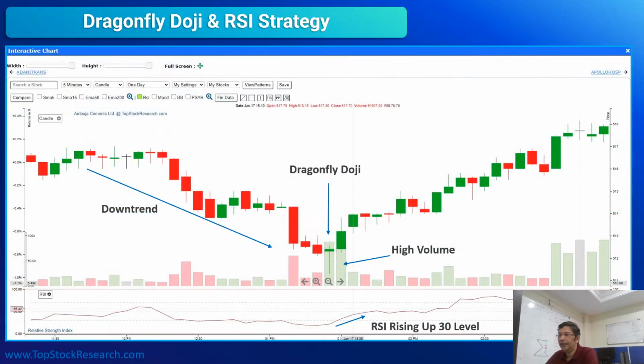Another example the team has got up. This itself is a good RSI strategy. If it is formed along with that in a downtrend with high volume, there are a lot of things working in this case, and the result is pretty much evident. It has gone up. So the more indicators that are suggesting this, the better the confidence is.